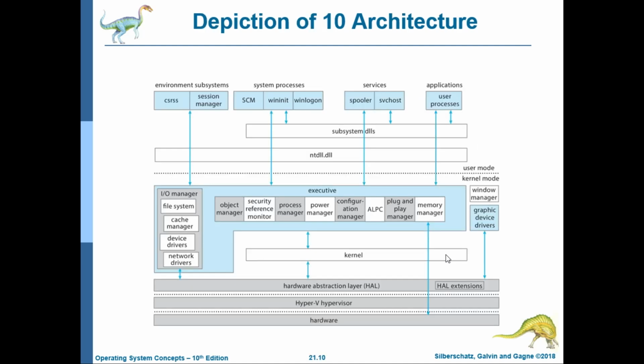This is the depiction of the Windows 10 architecture. As it is said, it is multi-layered with modules. So we have the hardware, and then the hypervisor or the virtual machine.